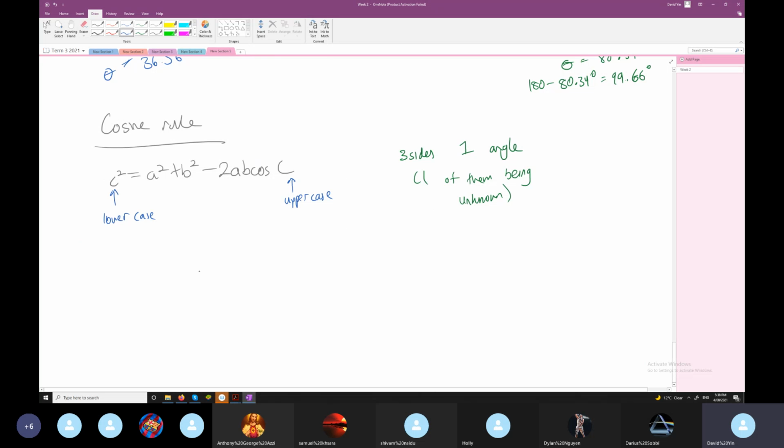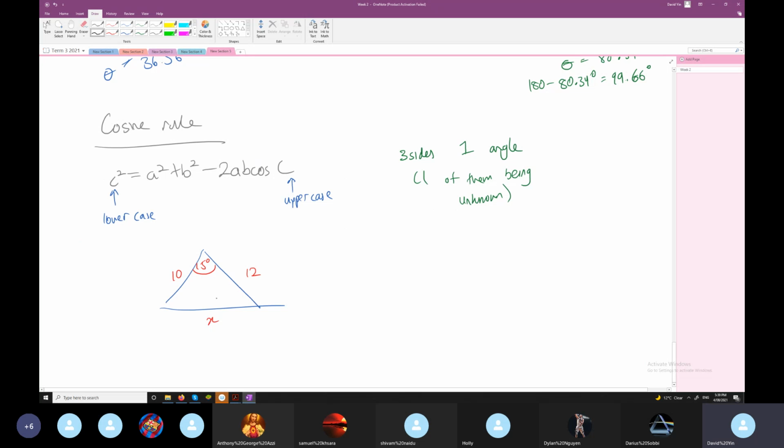So very easy. I would say 90% of this is just calculator work. I know it looks a bit daunting, but it's mostly calculator work. So let's say we've got this triangle here. Let's say that this is X, this is 10, this is 12, and this is 15 degrees. So we have to find what X is.